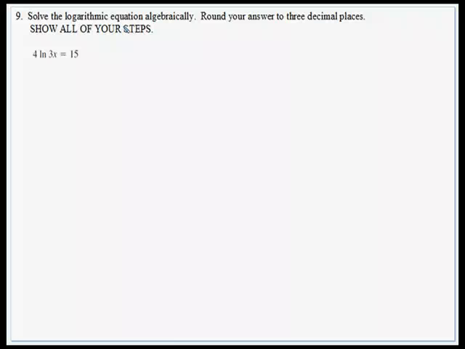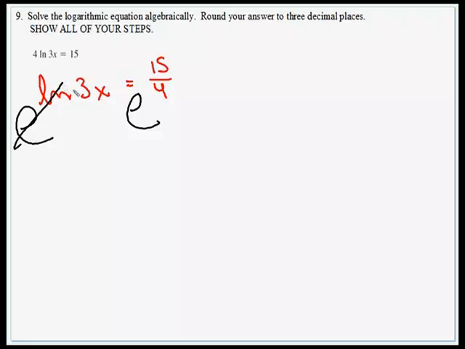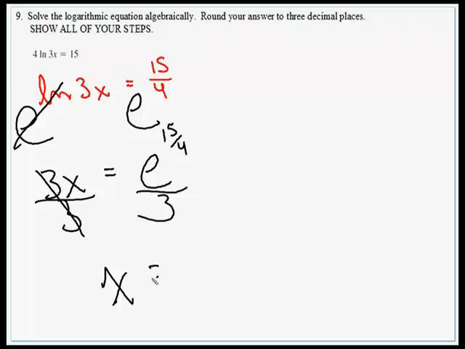Number 9, solve the logarithmic equation algebraically. Round to 3 decimals, show all your steps. So let's see here. What should we do first? We could, if we wanted to go this route, divide by 4. The ln of 3x equals 15 fourths. And then to get rid of the natural log, we're going to raise each side as a power to base e for the natural log. The e and ln cancel. So we're left with 3x equals e to the 15 fourths power. And then we would divide both sides by 3. X equals e to the 15 fourths power, all divided by 3.